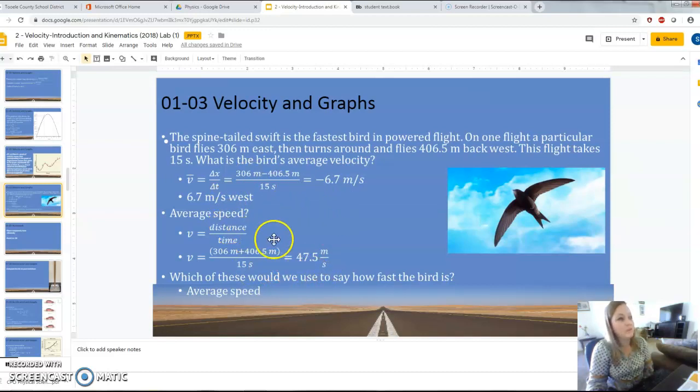So you're going, wait a minute. What is the difference here? So the first question is average velocity. The second question is average speed. And so remember, we've got a vector quantity here, so direction is important. Remember down here, speed is not, and that's why we just have a regular number, okay? So which would you use to say how fast the bird is traveling? It is average speed.